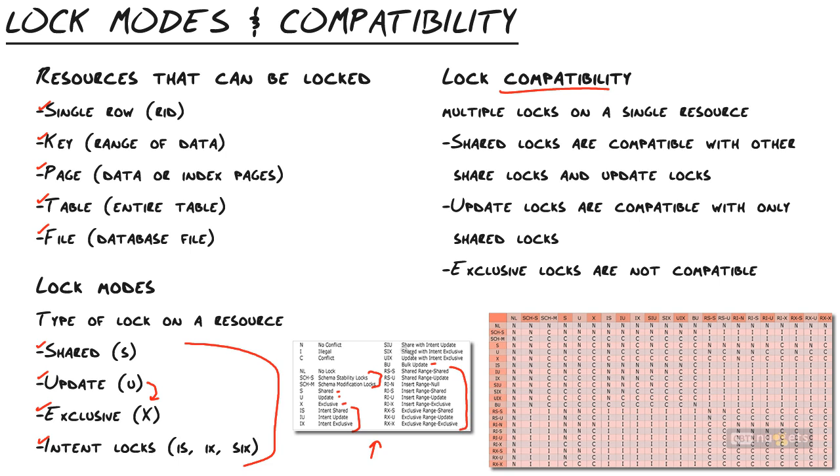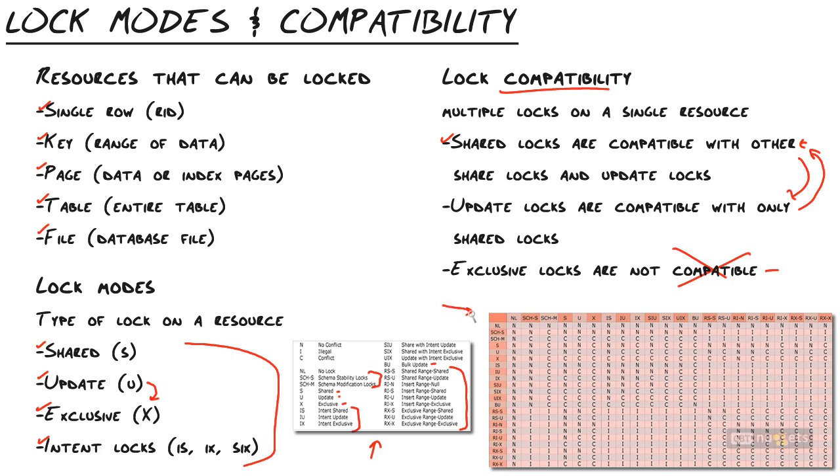Now, compatibility. If you have a resource that has a lock on it, and then another process wants that resource, it may be able to work with the resource depending on the locks. And that's what lock compatibility is all about. And here's some good general guidelines: shared locks are compatible with update locks and other shared locks, so themselves and update. Update locks are compatible only with shared locks, and then exclusive locks are not compatible with anything. And here is a chart right from MSDN that shows lock compatibility across all the different lock types.